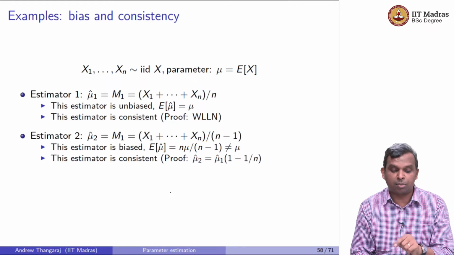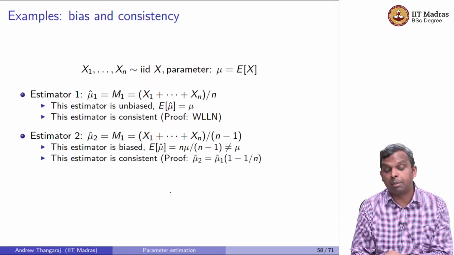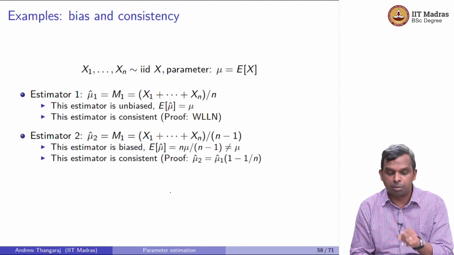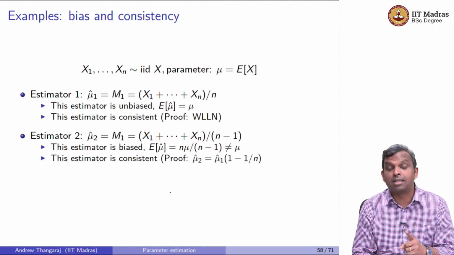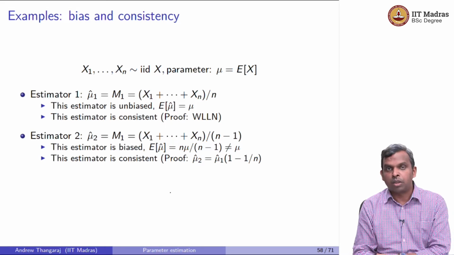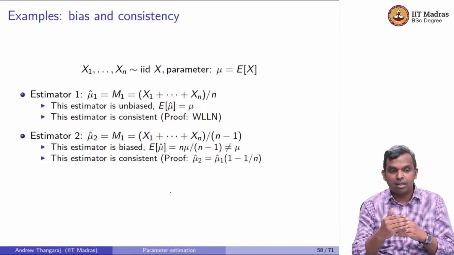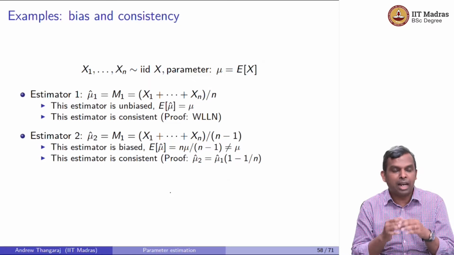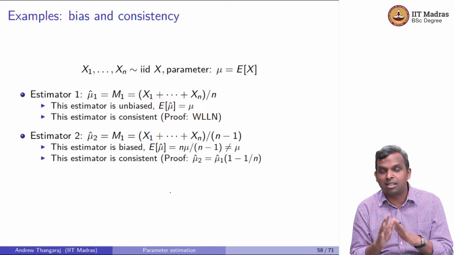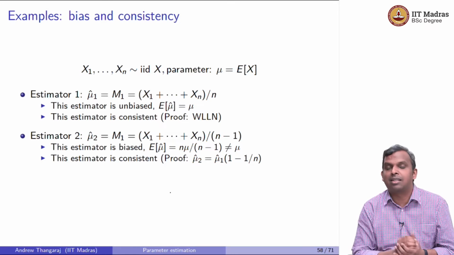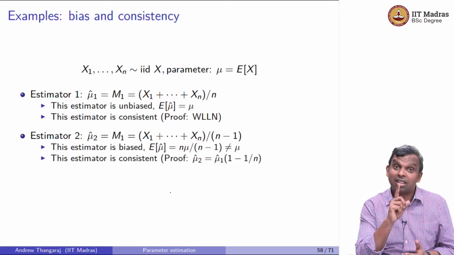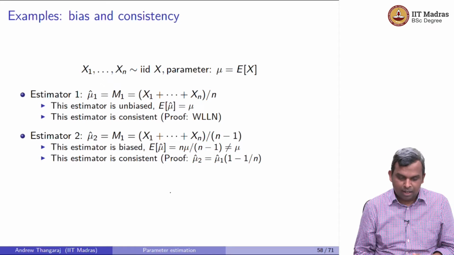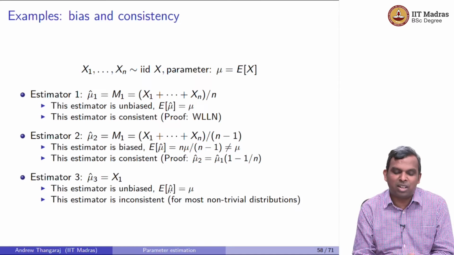Why? Because if you take the expected value, you will get n mu by n minus 1, and that is not equal to mu. So, it is biased, but even though it is biased, it is consistent. Bias and consistency do not always go together; it is not true that only unbiased estimators are consistent. Here is a biased estimator which is still consistent.